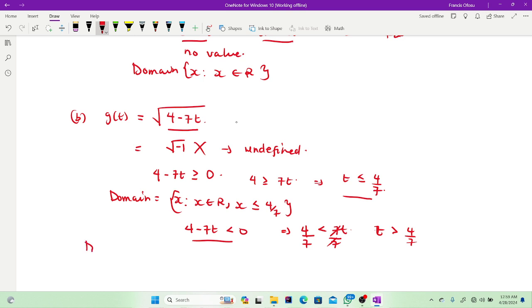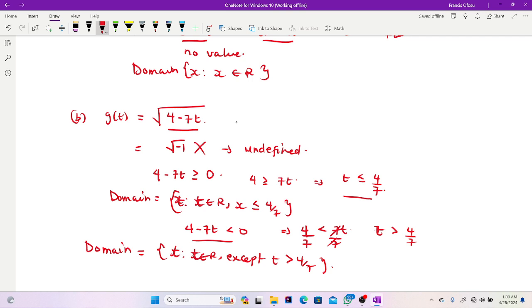So in writing your domain, you write the domain is x such that x is a member of all real numbers except x greater than 4 over 7. I'm using x here, but my variable was t. So you just have to change this to t, this to t, this to t, this to t.